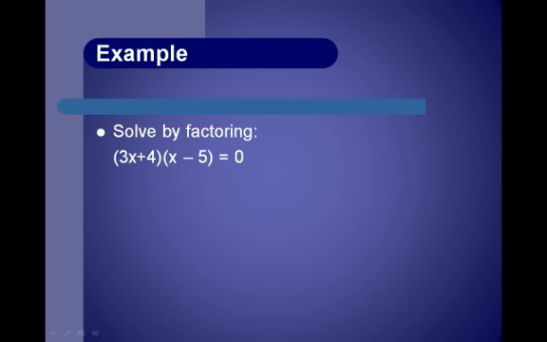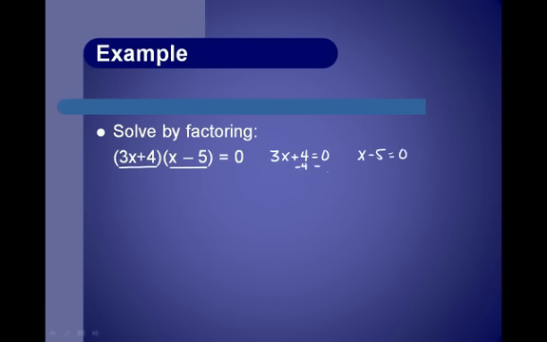So to solve this equation by factoring, notice number 1, it's already set equal to 0. Number 2, it's already factored. So step 3 says set each factor equal to 0. Well, this says if 3x plus 4 times x minus 5 is equal to 0, then either 3x plus 4 is equal to 0 or x minus 5 is equal to 0. Then step 4 says solve each piece.